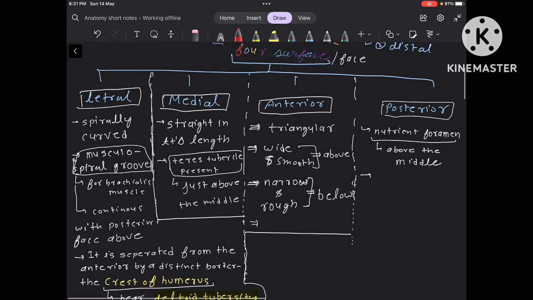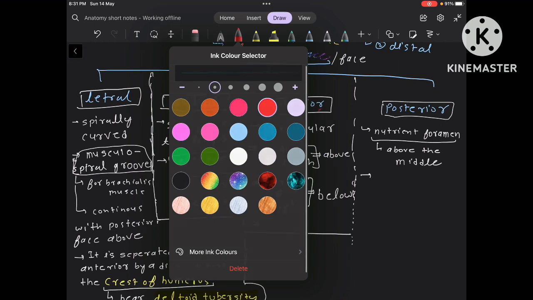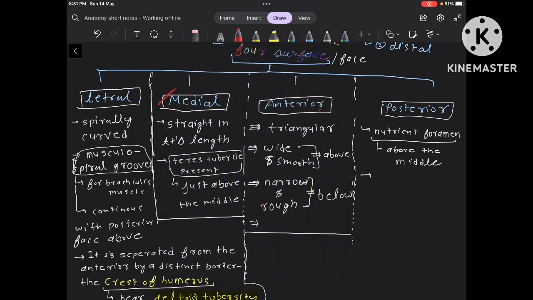Now we will talk about the medial surface. The medial surface is straight in length, almost smooth except for the teres tubercle that is present just above the middle.